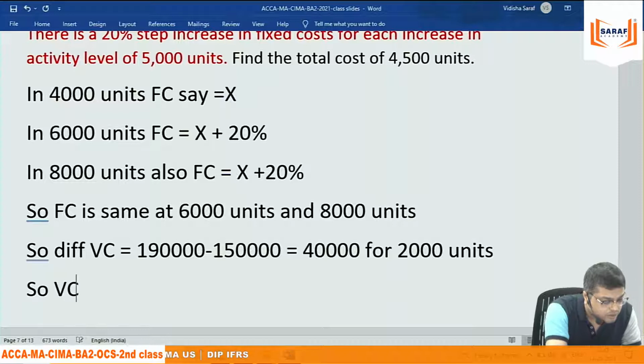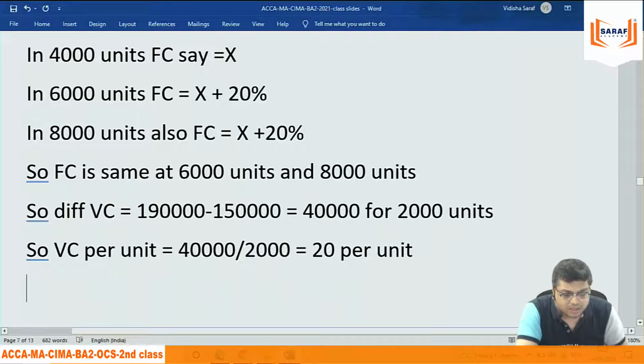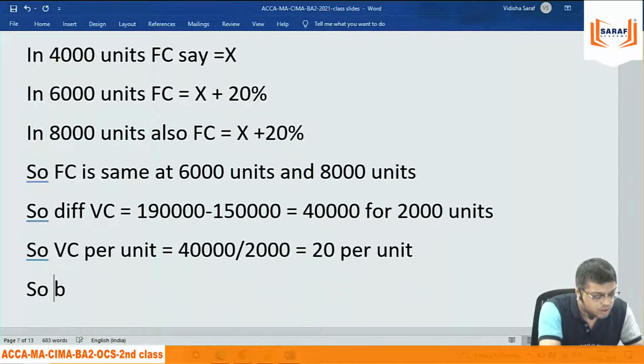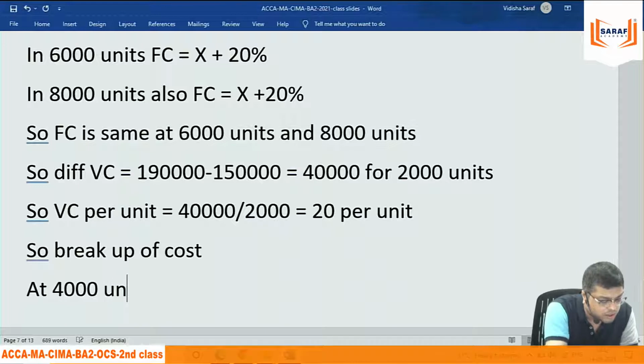So variable cost per unit is 40,000 divided by 2,000, equals 20 per unit. I can't calculate this at the other two levels. I have to use those 6,000 and 8,000 levels only, because at these two levels the fixed cost is the same. So the breakup of cost at 4,000 units is variable cost plus fixed cost.